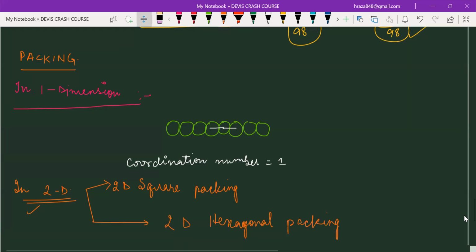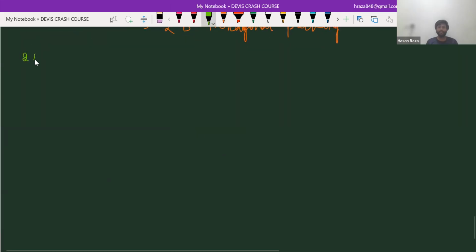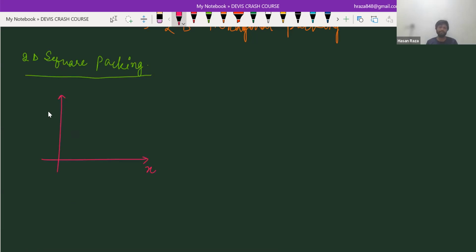So see, in a square packing, it's in 2D square packing, it's very easy to understand. This is 2D square packing. And I'm going to take X or Y as it is very familiar with us. This is X, this is Y, and this is X. To show you it is in 2D, you know that. So what is in 2D? 2D square packing. So basically, there are atoms or balls like this, spherical balls, like you can see.